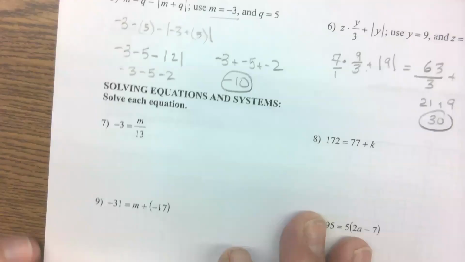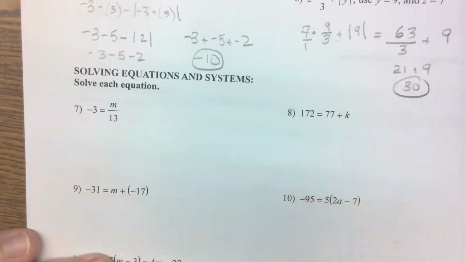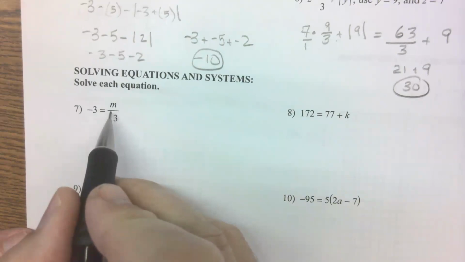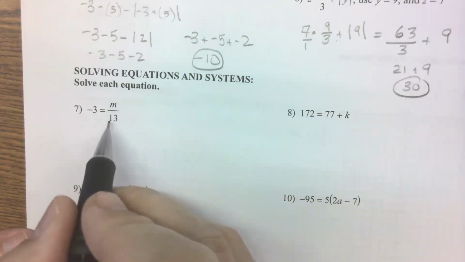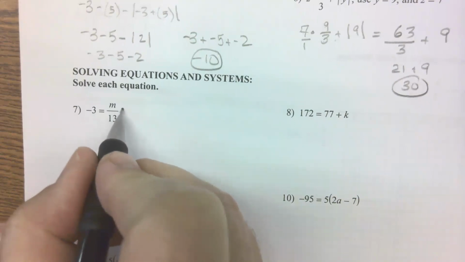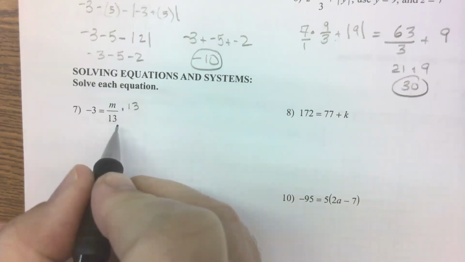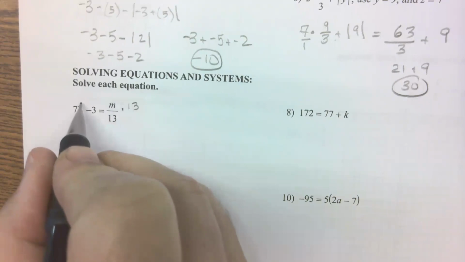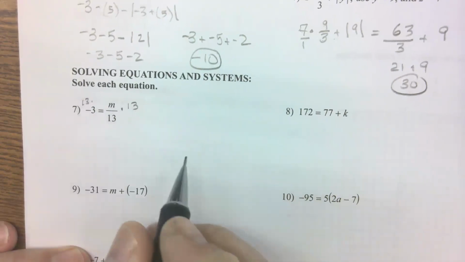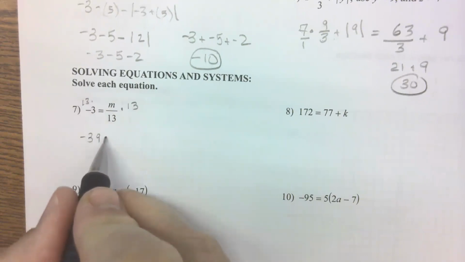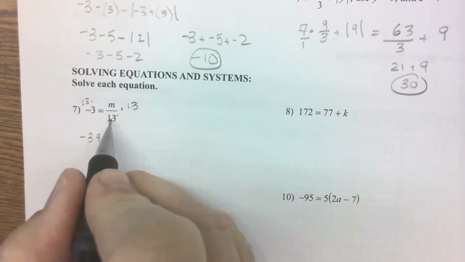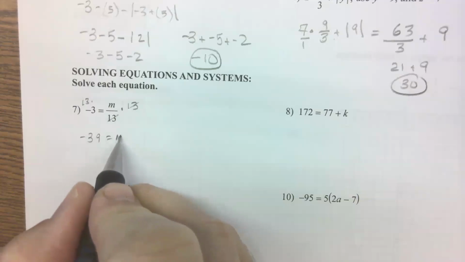Now we're going to be solving equations. When we solve equations, we're asking what's being done to the variable, and then we're undoing that. So I see that M is being divided by 13. I'm going to undo that by multiplying by 13. And if I do it to the right side of the equation, I need to do it to the left side of the equation as well. So 13 times negative 3 is negative 39. And this 13 and this 13 cancel. That was the reason I did it.